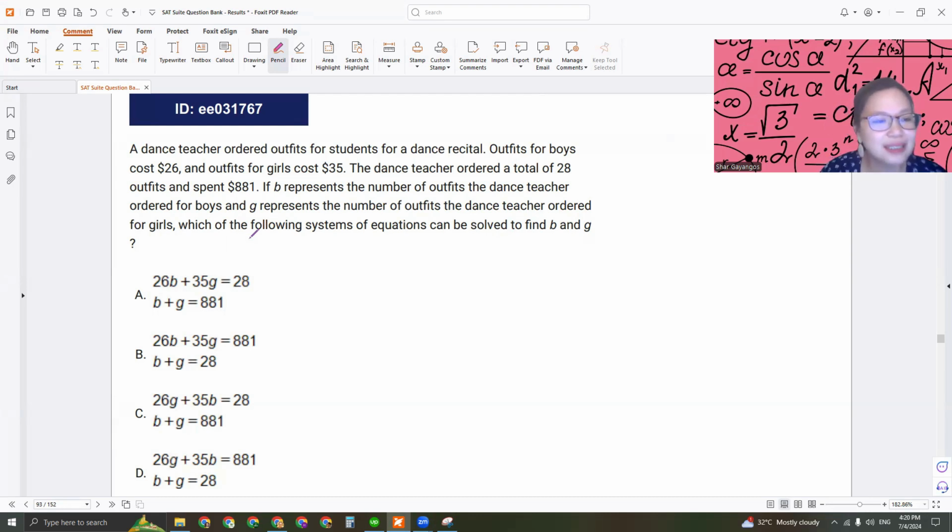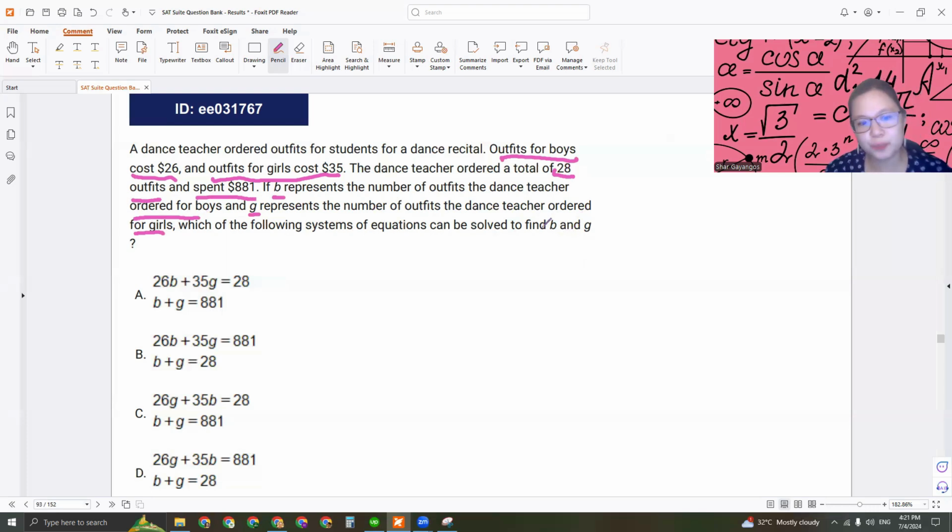Alright, so let's continue. A dance teacher ordered outfits for students for a dance recital. Outfits for boys cost $26. And outfits for girls cost $35. The dance teacher ordered a total of 28 outfits and spent $881. So B represents the number of outfits for boys. G represents the number of outfits for girls. And then we're just setting up the system of linear equations.